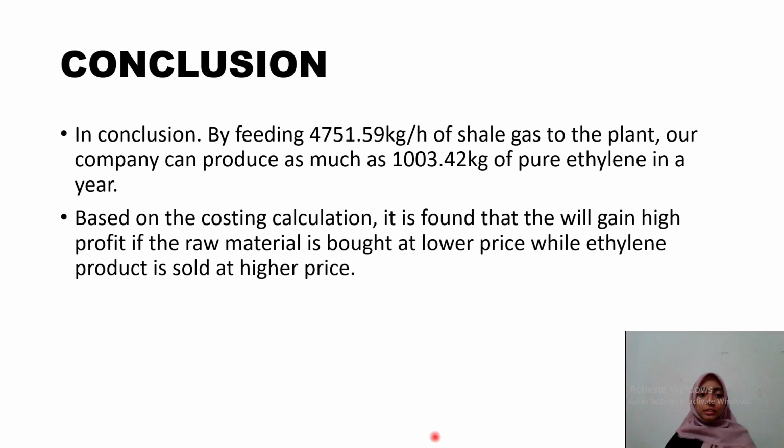So, in conclusion, by feeding 4751.59 kg per hour of shale gas to the plant, our company can produce as much as 1003.42 kg of pure ethylene in a year. Based on the costing calculation, it is found that the company will gain high profit if the raw material is bought at lower price while ethylene product is sold at higher price. It is shown at the presentation of costing.